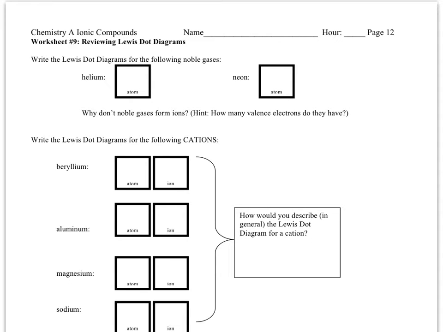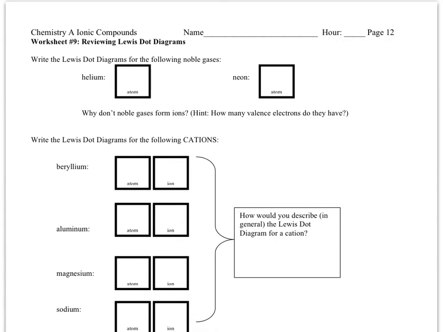Alright, this is worksheet 9 of the Ionic Compounds packet, and this is really a review of something that you learned in the atomic structure packet, which is how to make a Lewis dot diagram. And as we move into the next part of this packet, where we learn about the bonds or the connections that hold metals and nonmetals together in an ionic compound, you are going to need to be able to represent these different compounds with Lewis dot diagrams.